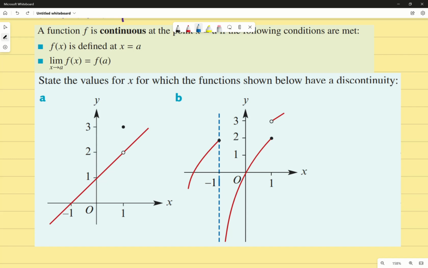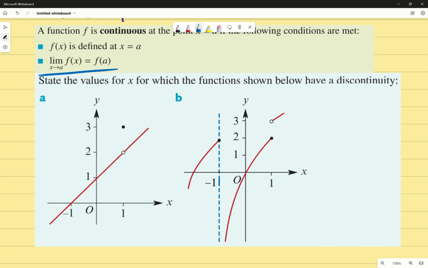So we're looking for this. We're saying, okay, we've got this point. It does exist. The graph does exist when x equals 1. It's not part of it, so automatically we know it's not continuous. But how will we describe it using mathematical notation? We say that f of 1 is defined.